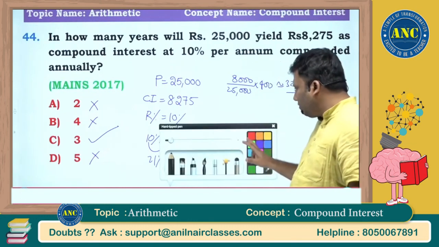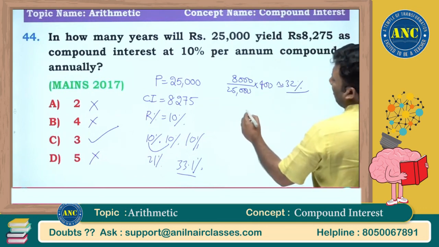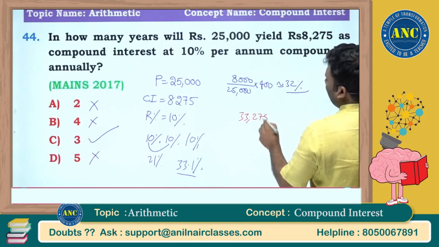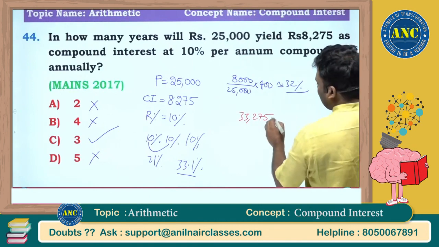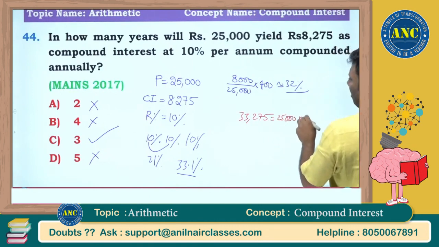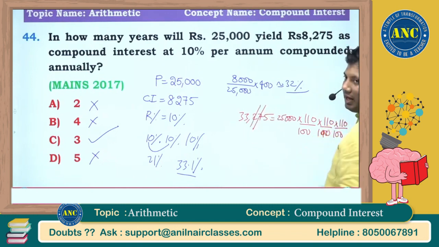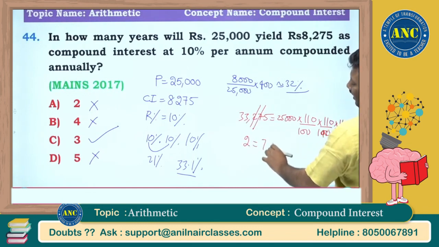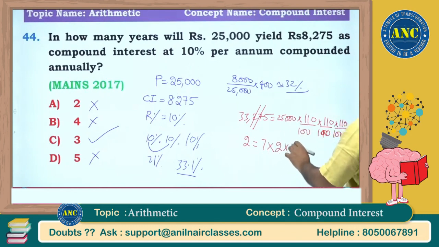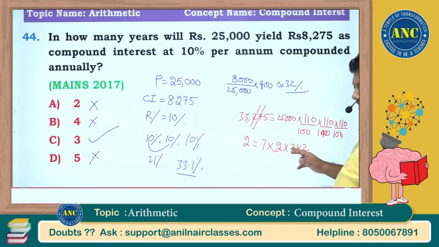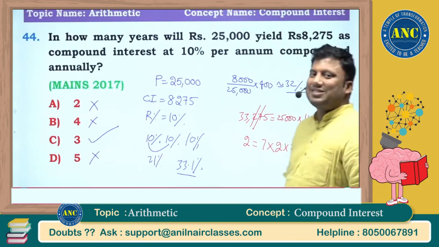A little longer method, you can also use a digital sum. Final amount will become 33,275. Amount is principal plus interest. This is 25,000 into 110 by 100 into 110 by 100 into 110 by 100. You can also cross check using digital sum whether you are getting the answer. 7 plus 2 is 9, 3 plus 3 is 6, 6 plus 5 is 11, 11 is 2, 2 plus 5 is 7. 1 plus 1 is 2, 2 2s are 4, 4 2s are 8, 8 7s are 56.